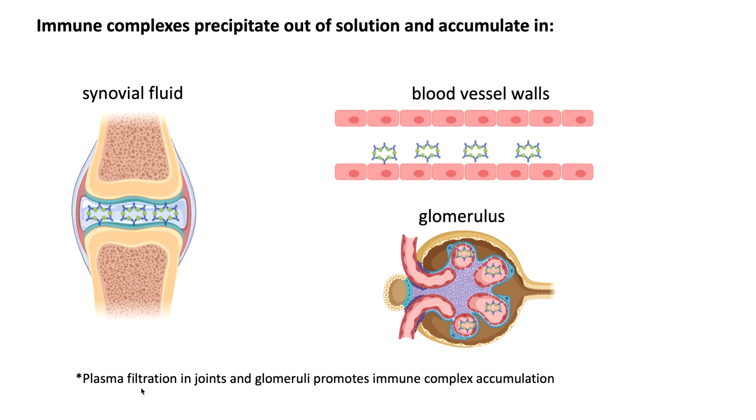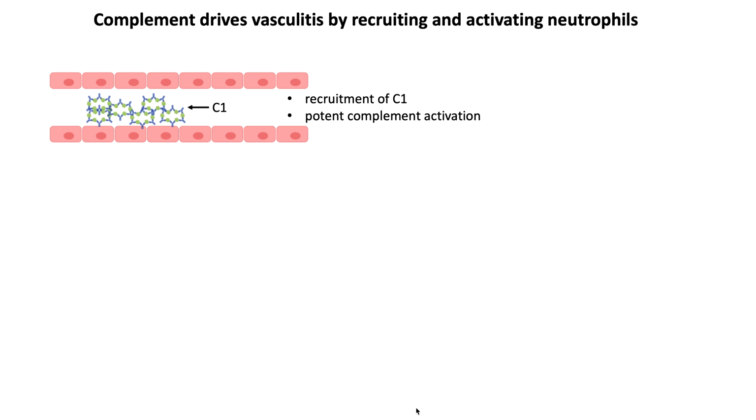Especially in the synovial fluid and the glomerulus, these are filtration points. And so the plasma filtration functions of these areas really promote immune complex accumulation. Complement, when it binds or associates with endothelial cell walls, can induce vasculitis. And this is because it can be very efficient at activating the complement pathway.